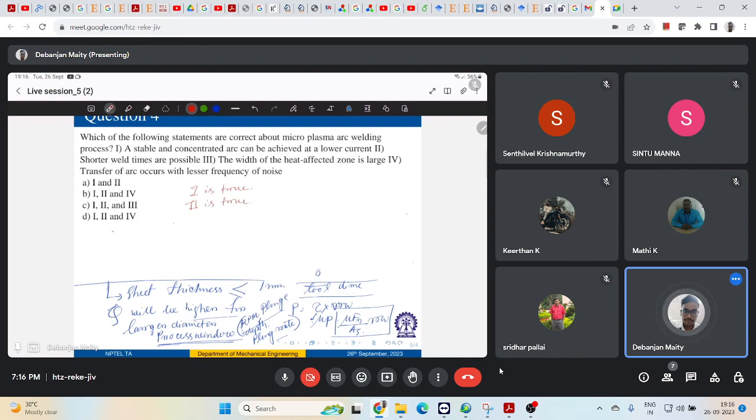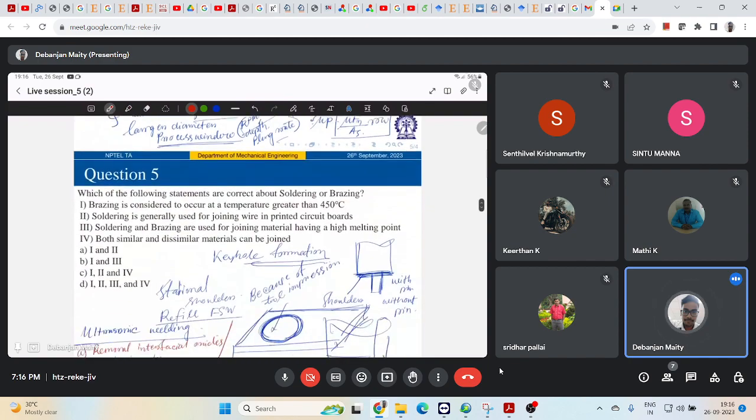Then three says the width of the heat-affected zone is larger. This is false. And four is with lesser frequency occurrence. Four is true. So D is correct. Agreed? Yes, sir. Okay. Moving to the next one.